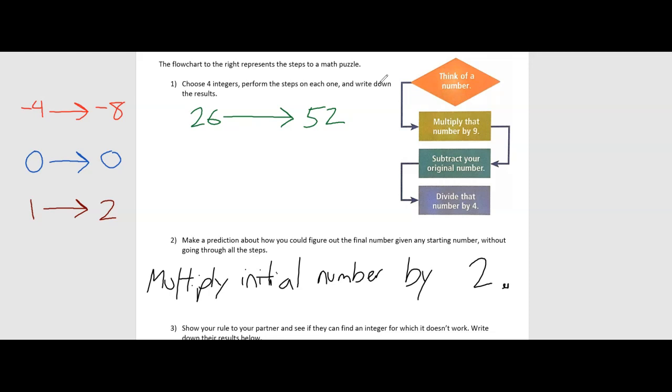-4 times 2 is -8. 0 times 2 is still 0. 1 times 2 is 2. 26 times 2 is 52. So you could think about, okay, is there an integer that doesn't work for this method? But I've covered all the different types of integers, right?